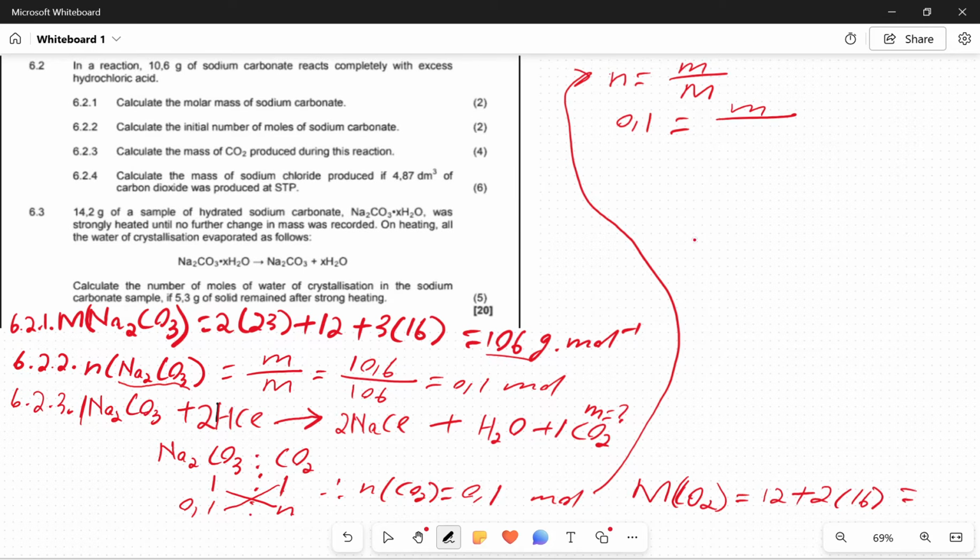And what answer am I going to get? The answer I'm getting is 44 grams per mole. So I'm just going to put it here, 44, and then I cross multiply. M times 1 is M, is equal to 0.1 times 44, is equal to, the answer I get is 4.4 grams of carbon dioxide. That's the mass of carbon dioxide.